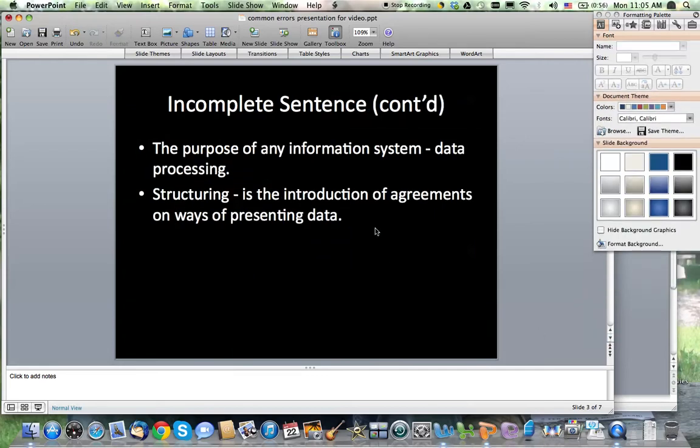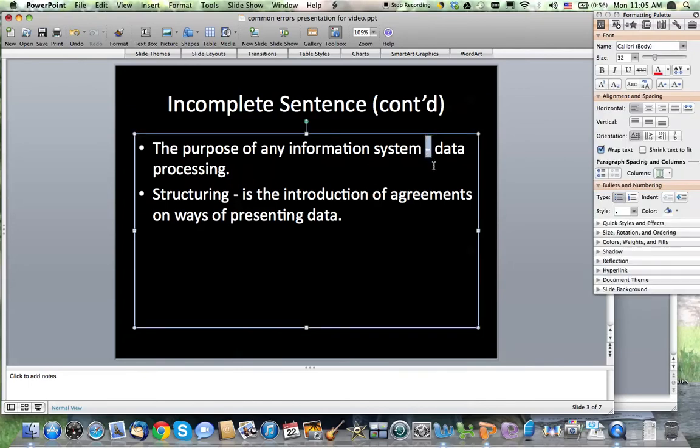Two more examples of incomplete sentences. Now, I noticed that it seems like it's a Russian style to put a dash here. When you have a dash, think this is not Russian, this is English. So instead of a dash, you need a verb. The purpose of any information system is. And there we go. Now it's English. Structuring, and now we have a dash and is, just to make sure we cover all our bases, I guess. So I want you to remove this dash there, because this sentence already has is, and it's just fine without that dash. And now we have two good sentences that are complete.